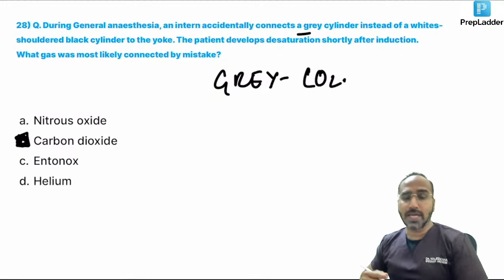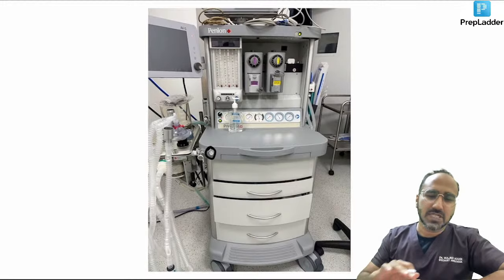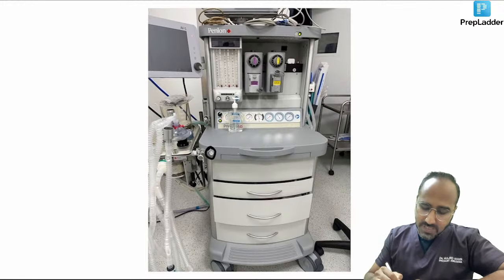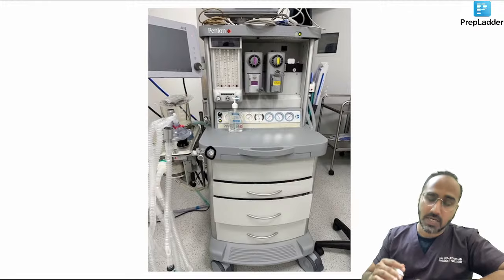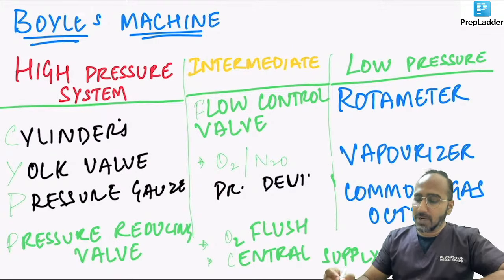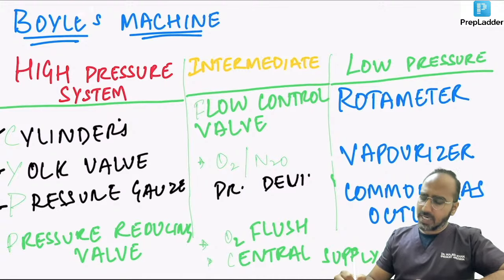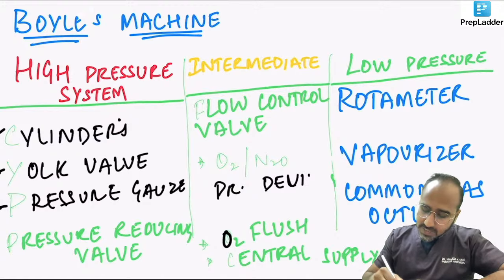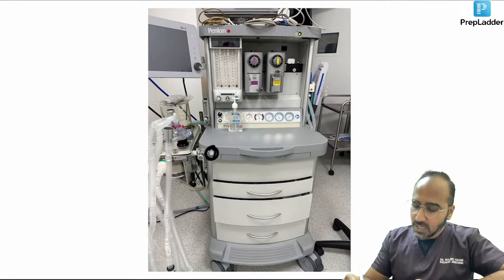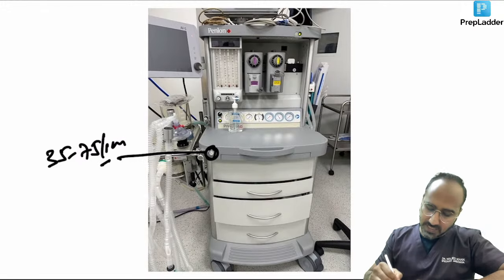Before going to the color coding of the cylinder, we have to remember something about the machine, guys. Remember, this is the Boyle's machine, which is divided into systems. What systems? It is divided into the low pressure system, intermediate pressure system, and high pressure system. High pressure system: cylinders, yoke valve assembly, pressure gauge. Intermediate: flow control valve, oxygen proportioning devices, oxygen flush. Remember, oxygen flush is an important part, guys. In the machine, it delivers 35 to 75 liters per minute of oxygen when you press this. Okay.